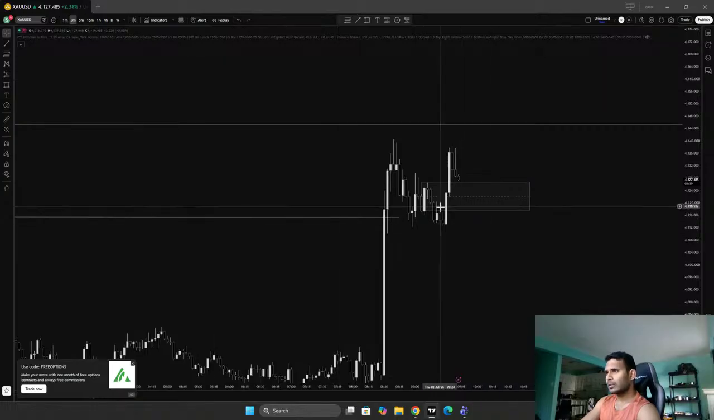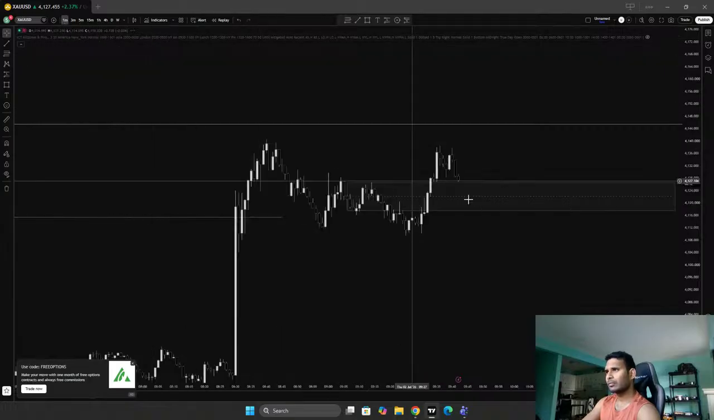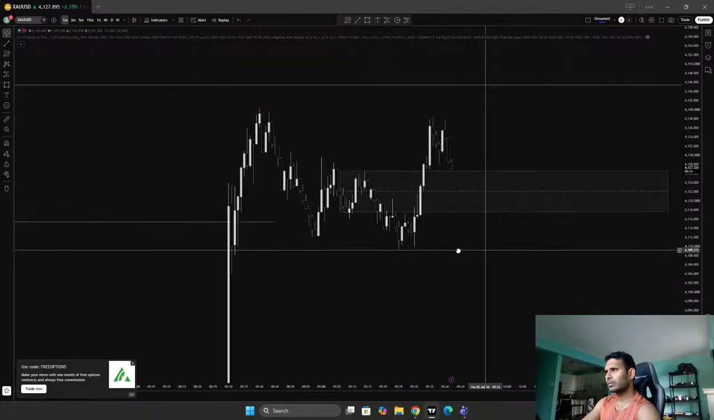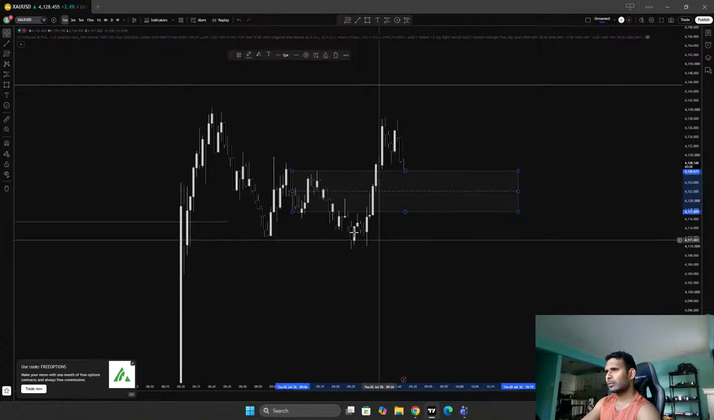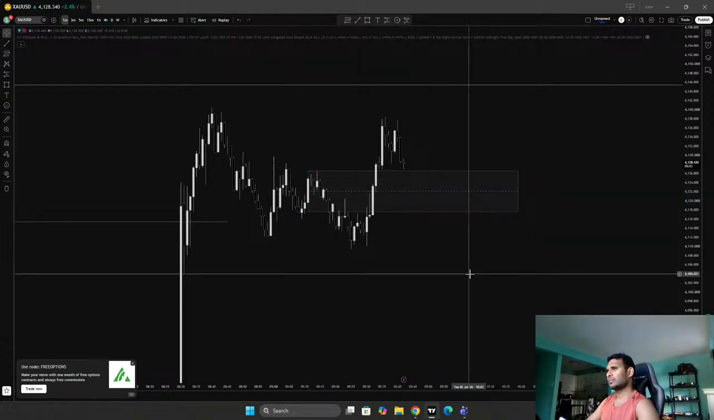Inside that 5 minute gap, what we can do is simply look for some sort of entry model. Let's say if we get the entry model, we can go for it. Otherwise, just be careful.